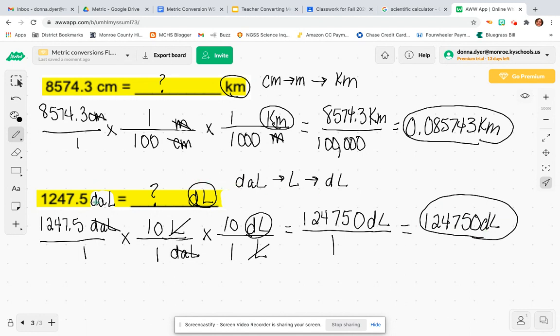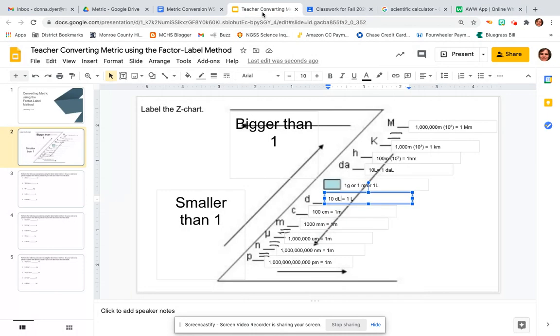Again, that should make sense. We are converting a big unit to a small unit, so that answer should be pretty big. When you're going from small to big, your answer is going to be small. When you're going from big to small, your answer is going to be big.